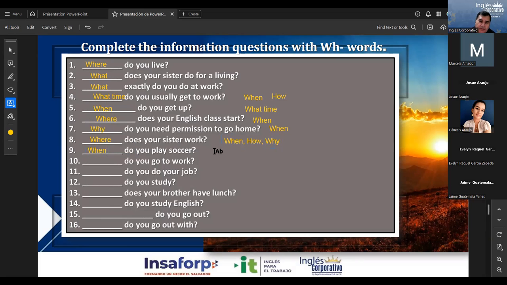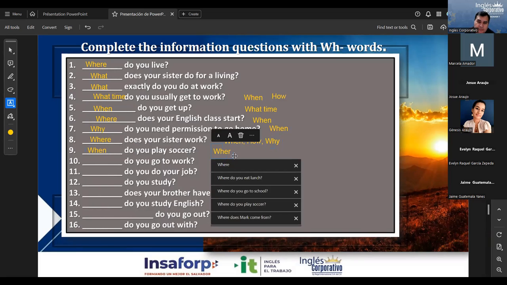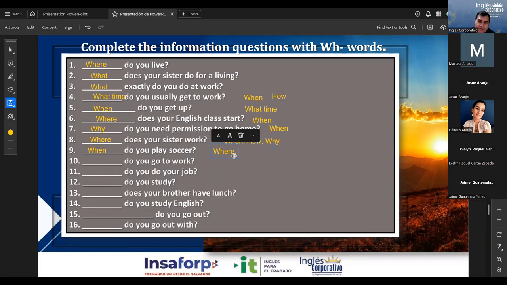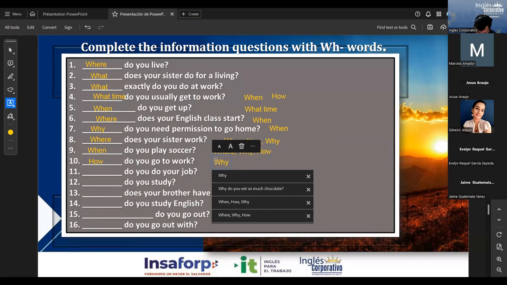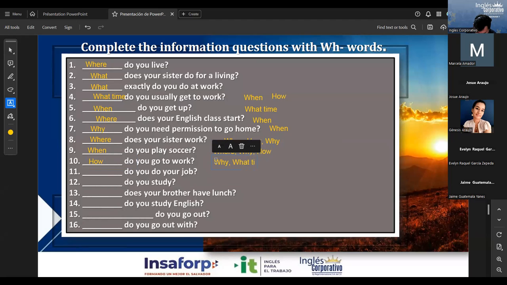Where do you play? Why do you play soccer? How do you play soccer? Do you go to work? What time do you go to work? How do you go to work? Why do you go to work? What time? Do you jump?